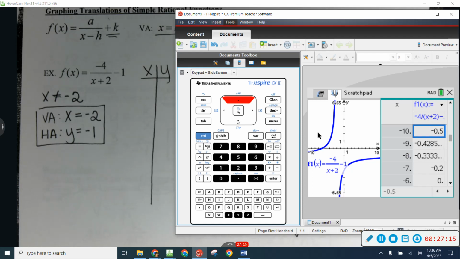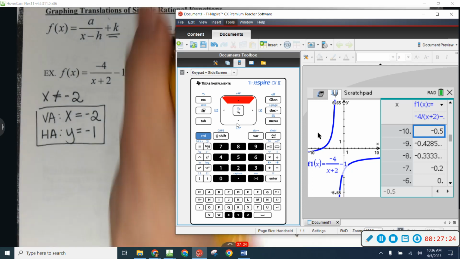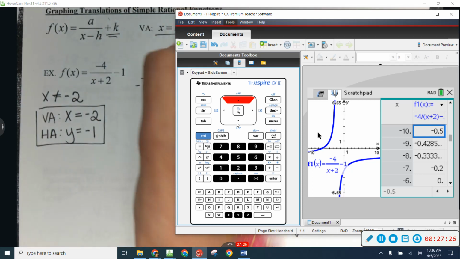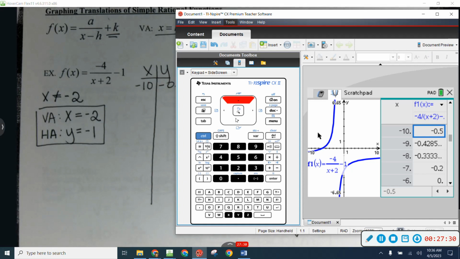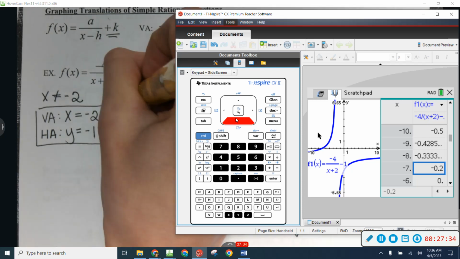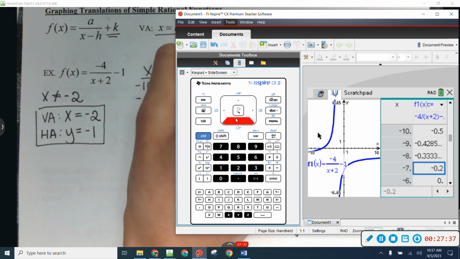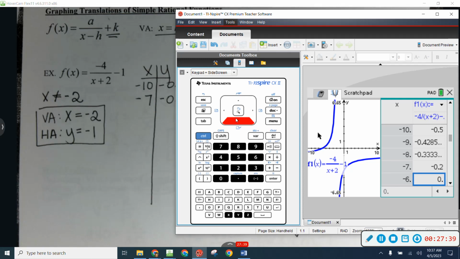So if you didn't go all the way down to -10, that would be okay. I would not count points off, but I would go there because I can fit it. Okay, so I'm going to have -10, -0.5, and I'd probably skip to that -7, -0.2. It's okay if you skip around.